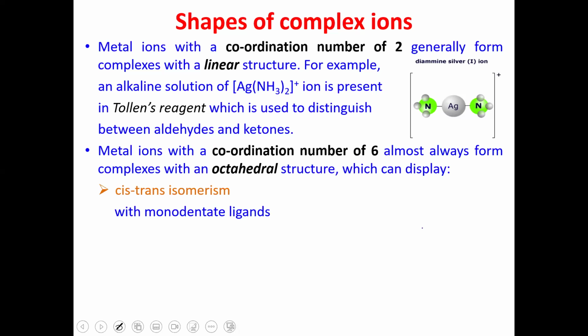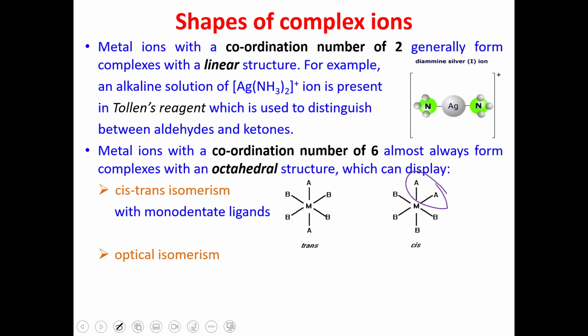For example, cis-trans isomerism. Look at this. Cis-trans, trans and cis. Compare them, and you can see that in the trans one the two A's are opposite and the four B's are in the plane. And in the cis one, the two A's are neighbors. Look at this one. It is different from cis and trans because they cannot be converted into each other just by rotating. Optical isomerism.